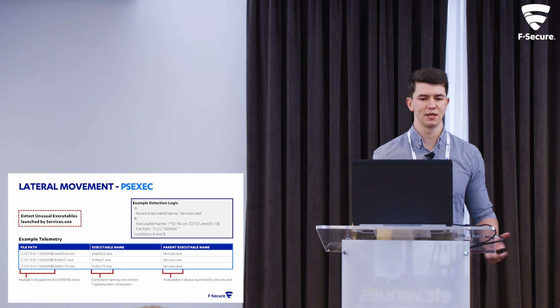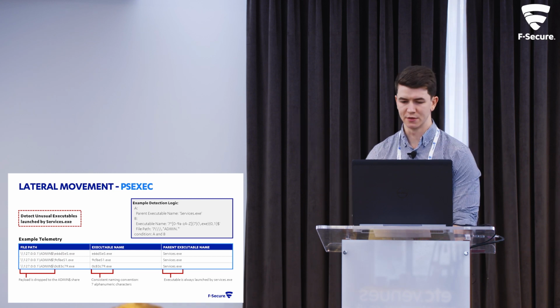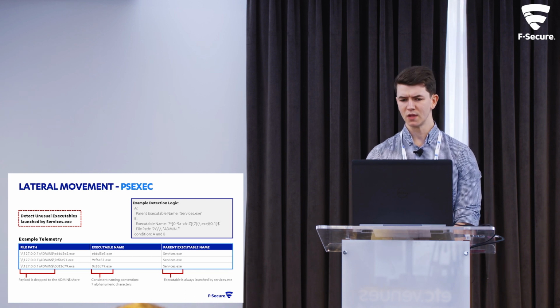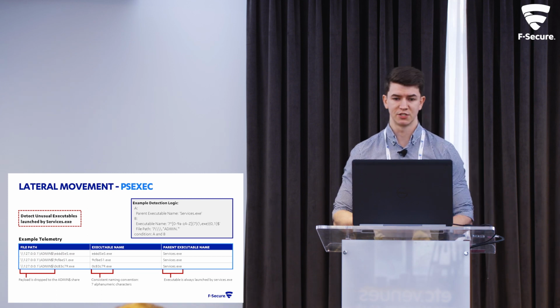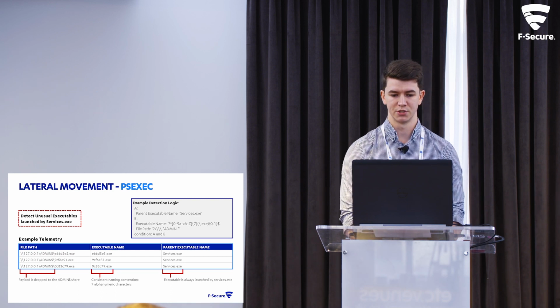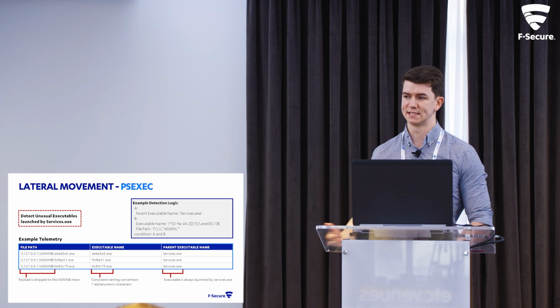By tying these three things together, we can build a really powerful detection rule. So if we look at the box in the top right, this is some example detection logic, some pseudocode, if you will. And we're just looking for those three criteria. We're looking for services.exe executing a 7-character alphanumeric executable that exists in the admin share. These three things combined together will allow you to detect Cobalt Strike's PSEXEC lateral movement.